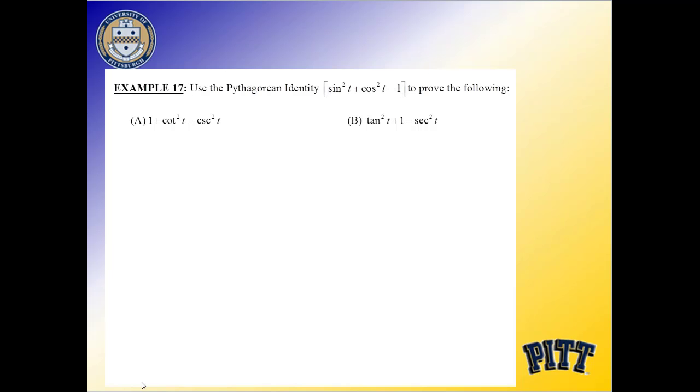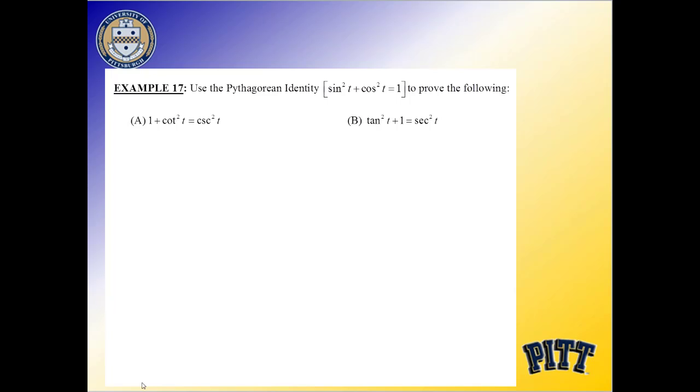Example 17. Use the Pythagorean identity to prove the following. Now, these are two other Pythagorean identities, and sometimes if you see Pythagorean identities listed, you would see all three of these. The main one is sine squared t plus cosine squared t equals 1. These are just two offshoots of that original identity.